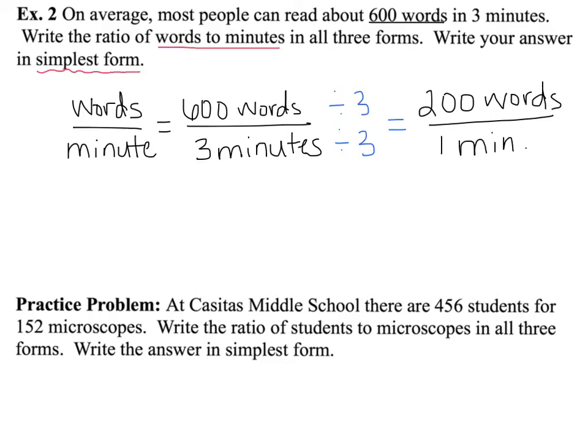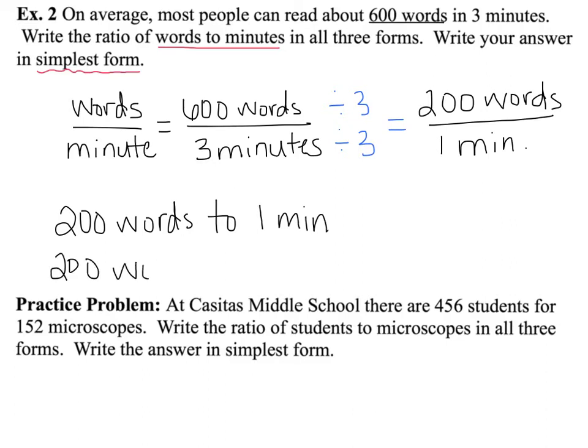So to write that all in the 3 different forms, we'll have the fraction, just like I wrote up there, 200 words per 1 minute. There's also 200 words to 1 minute, and 200 words colon 1 minute. All 3 of these can be read 200 words to 1 minute.